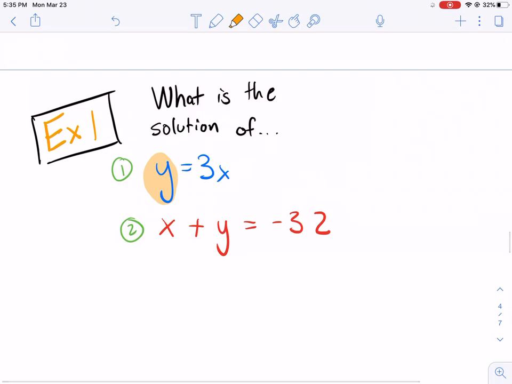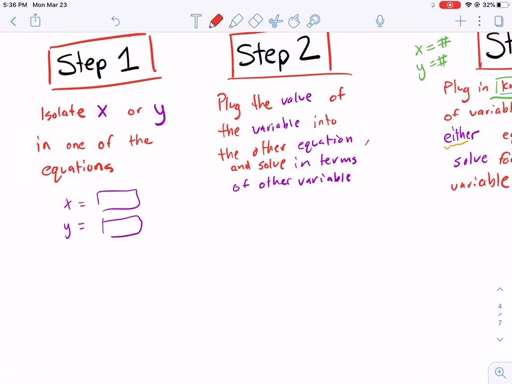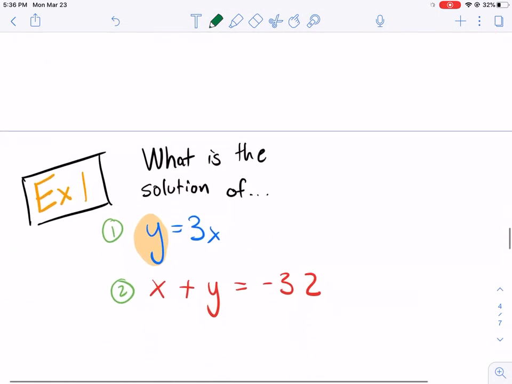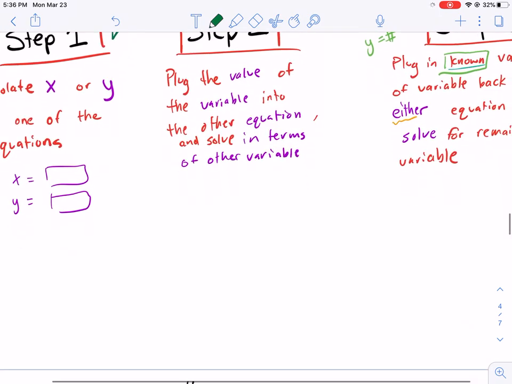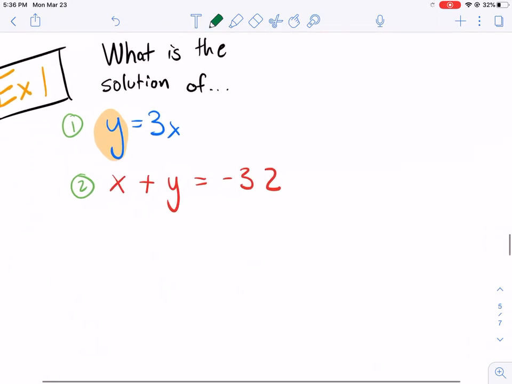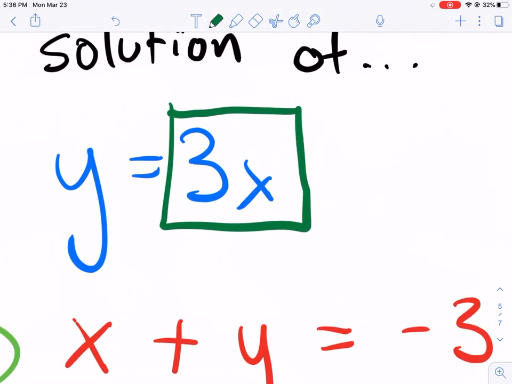Okay, so step one, we solve. It's already solved, so we got that done. Check. Let's use green. Green means go, and we're go for number one. Number two, we're going to plug the value of the variable into the other equation and solve in terms of the other variable. What do I mean by that? I like to box these values. So if I know y is by itself, I'm going to box the value on the other side of the equal sign.